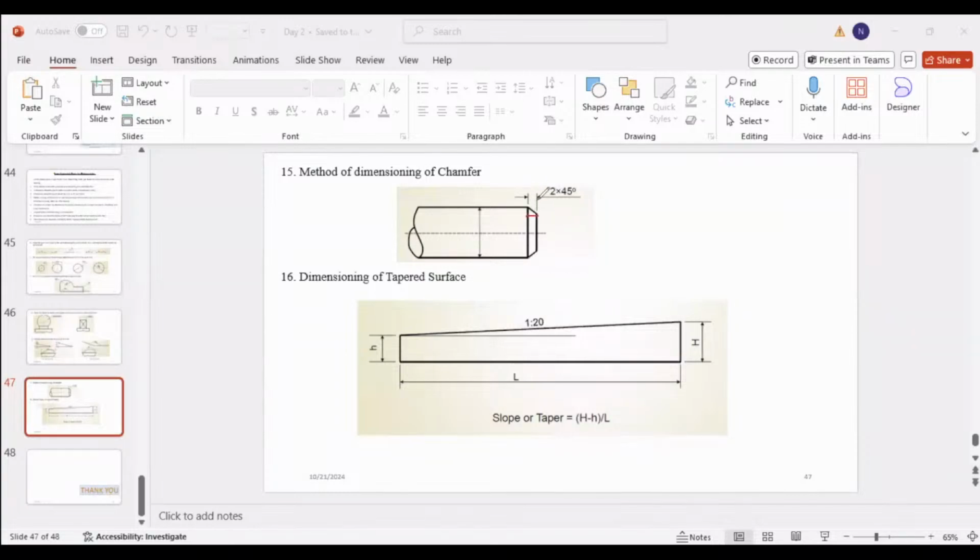Right? So since it is a narrow space, you have to draw the arrowheads from the outside. And 2 into 45 degrees means this is also 45 degrees.